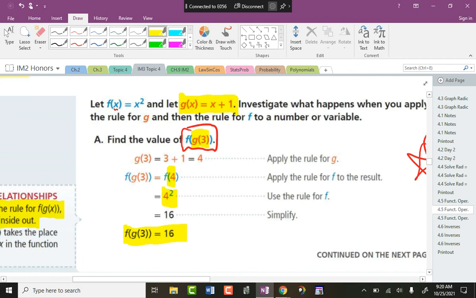So you have f of g of a number, f of g of x. F of g of x is algebra. F of g of a number is evaluation. And getting a number is an answer.